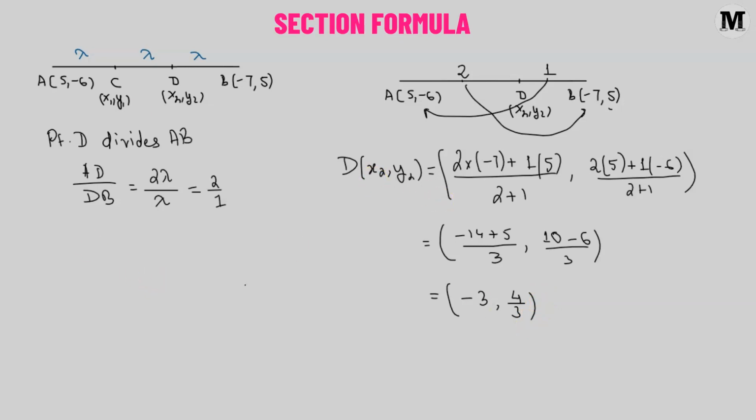Therefore, we have successfully obtained the coordinates of points C and D. C came out to be (1, -7/3), and D came out to be (-3, 4/3). These are the points C and D which trisect the line joining point A and point B.